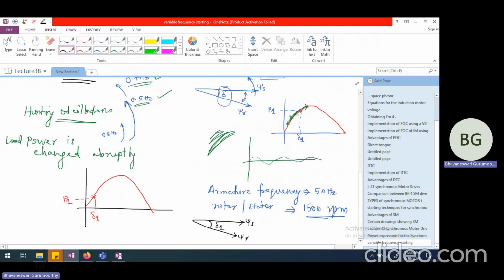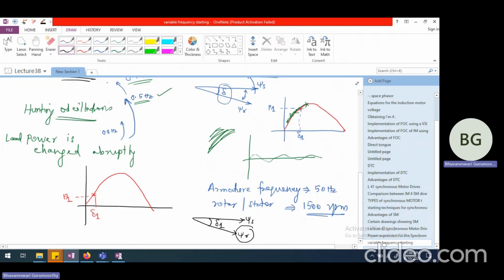Okay, now I'm going to suddenly put a load on the rotor, and that demand, let us say, is something like P2. So this is the new power, P2. I'm going to have a new demand corresponding to P2. So corresponding to P2, I should have the load angle as delta 2.